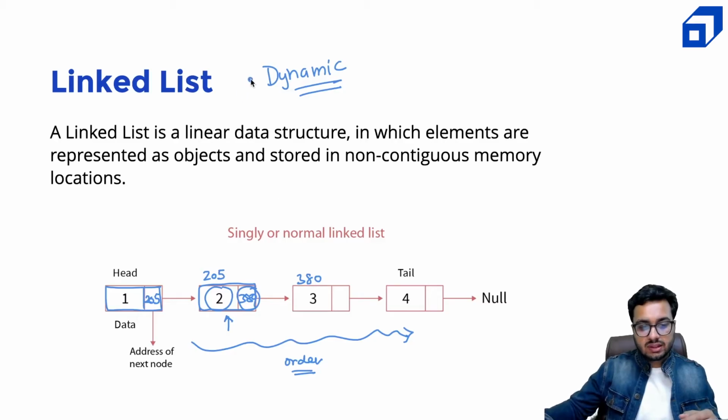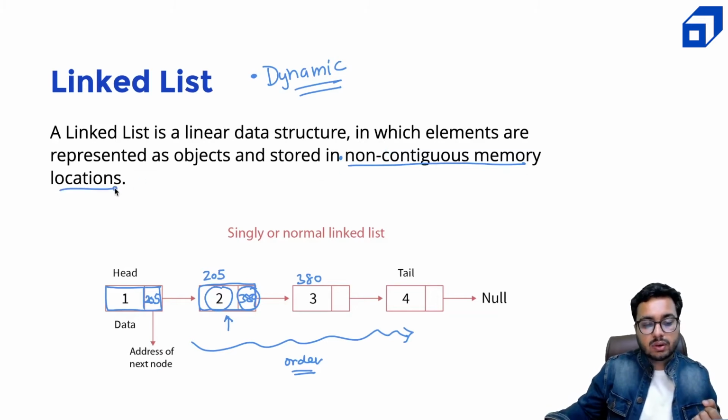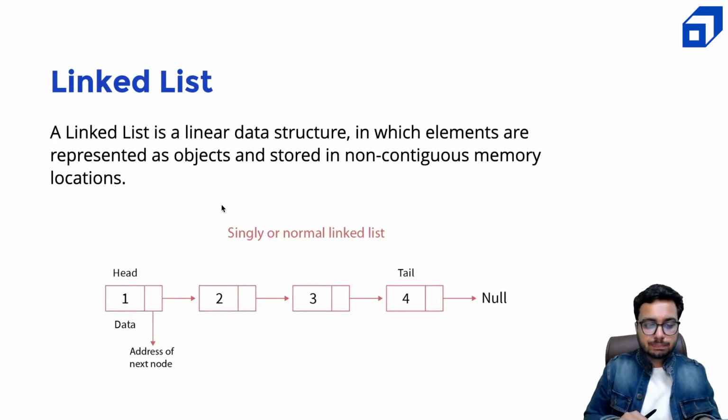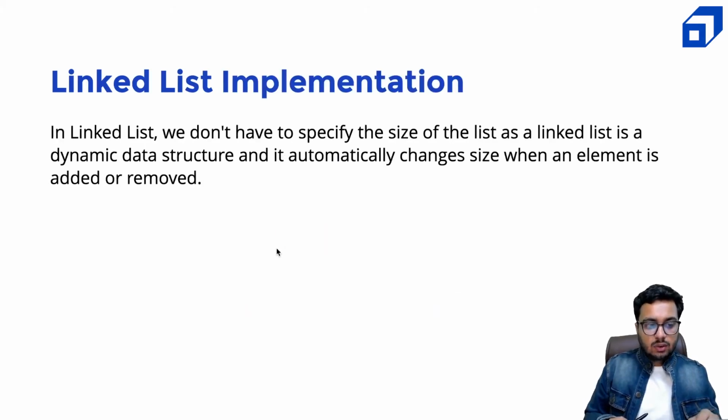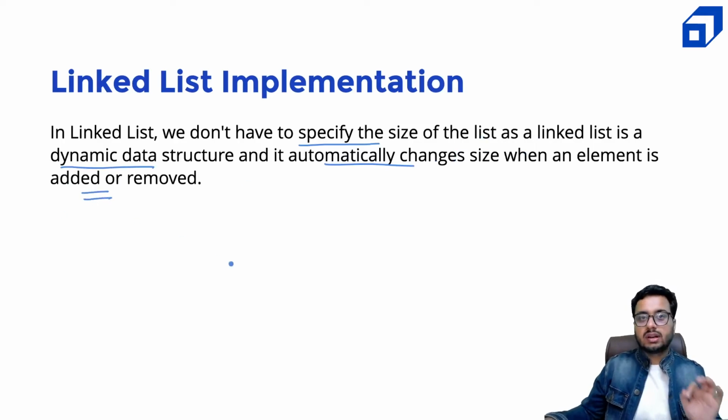One thing to note is it's a dynamic data structure, and the nodes in which the data is getting stored are stored in non-contiguous memory locations, unlike an array. So that is what a linked list looks like. In a linked list, we do not specify the size, and it automatically changes size when an element is added or removed. We'll go into the internals of how additions and deletions are performed on a linked list in this tutorial.